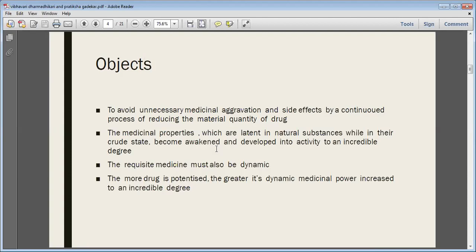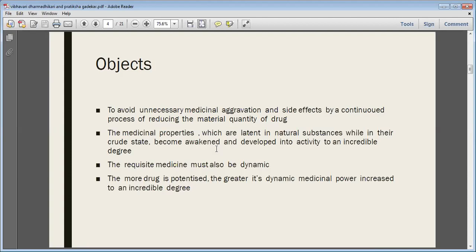In medicinal aggravation, we have to change our medicine or we have to give the antidote. So to reduce this unnecessary aggravation, we have to give the medicine in the form of a minimum dose, and for that the material quantity of the dose should be reduced, which is the first objective of potentization.